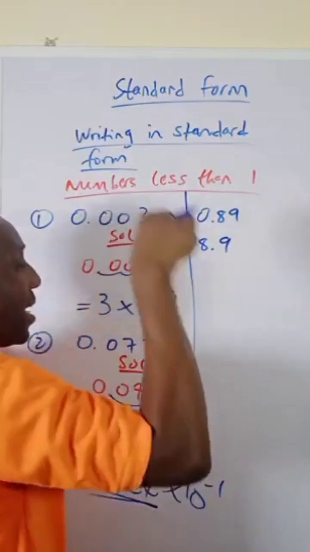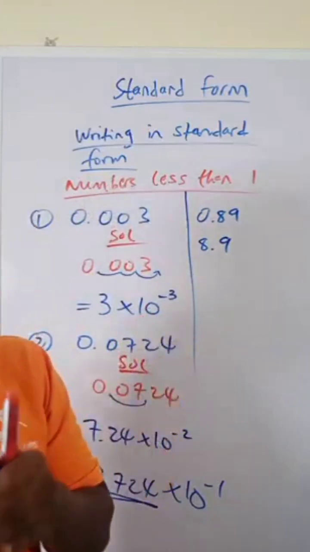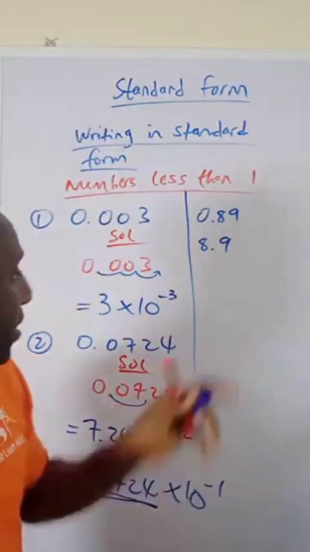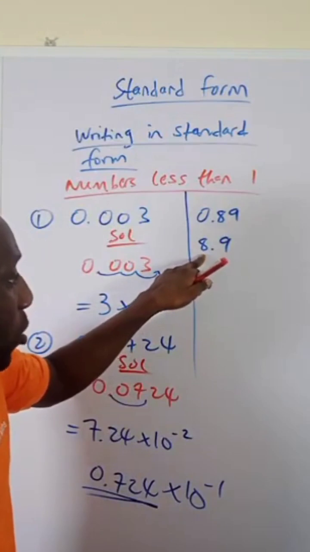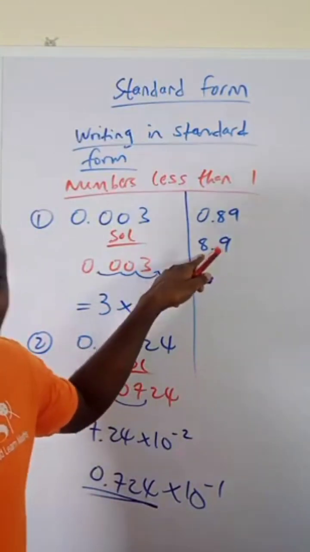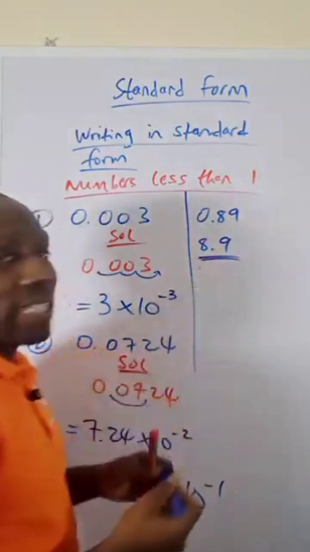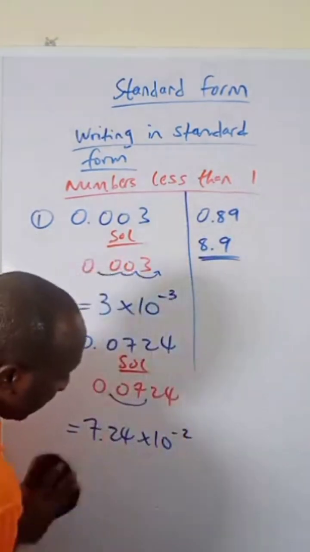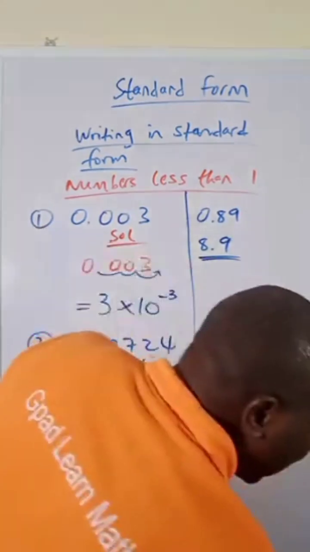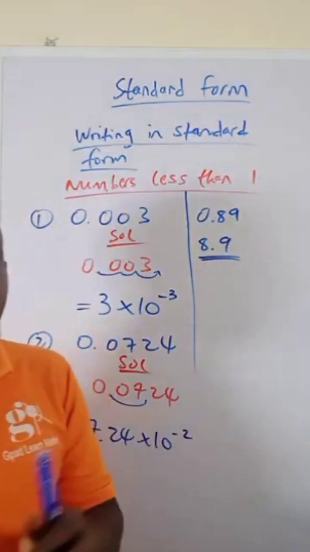You have a non-zero singular digit in the whole number part. This is the whole number, this is the decimal part, right? So in the whole number part, you must just have a singular digit. Essentially, it's saying it has to be between 1 and 10. 8.9 is between 1 and 10. So the answer is this one and not these. All right, so this is how you write numbers that are less than 1 in standard form.